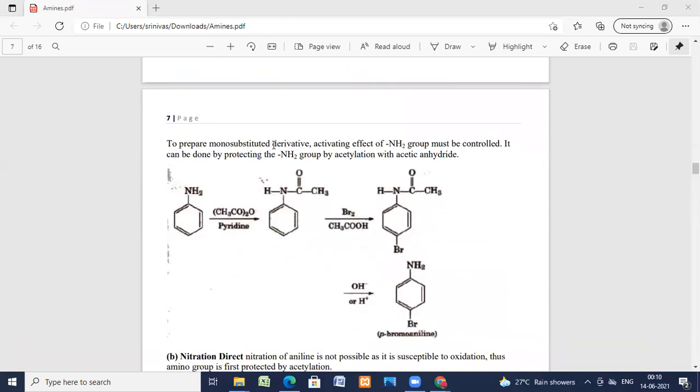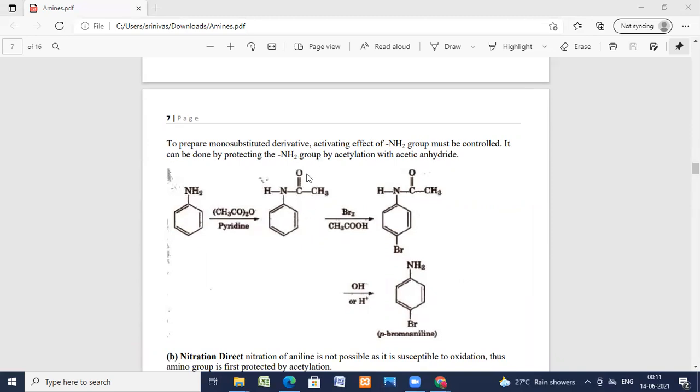And to prepare the mono-substituted derivatives also, the activating NH2 group must be controlled and it can be protected by acetylation with acetic anhydride. So first we are protecting this one. The NH2 group should be controlled, for the mono-substituted derivative. So this should be controlled and thereby we protect this group. Then we do the acetylation. So by protection with acetylation, here it is getting protected.